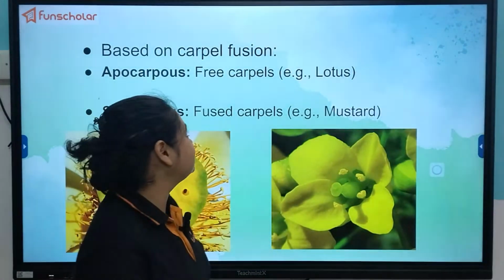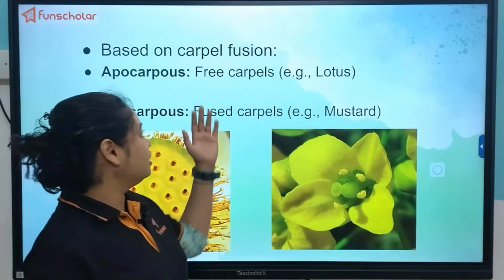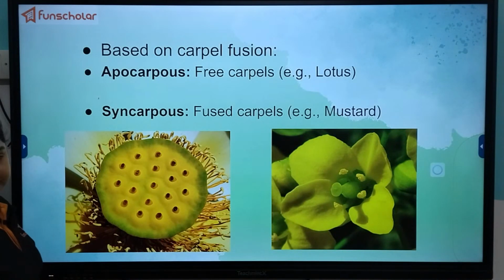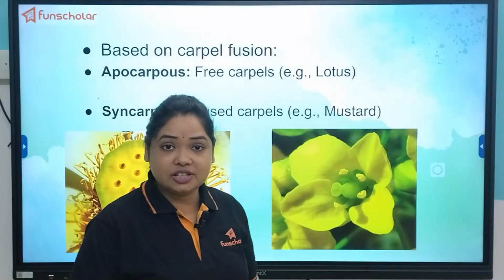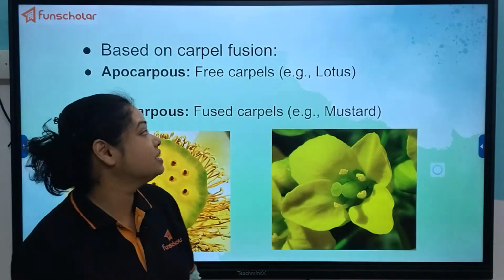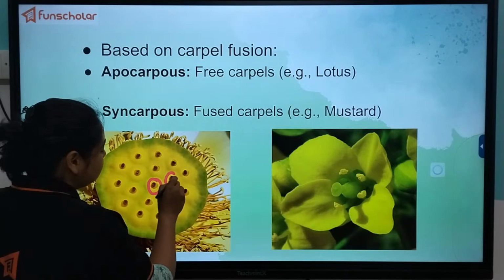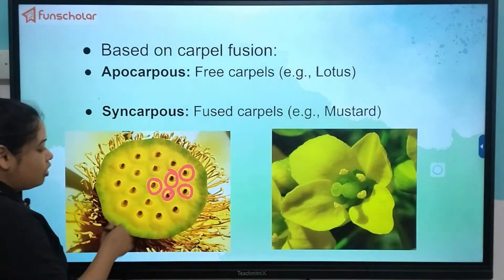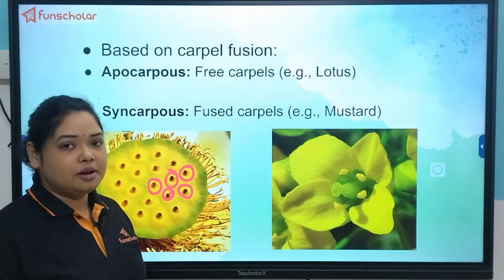So we were discussing in the last lecture about the types of carpel based on the fusion. So based on the fusion, carpel is of two types. Number one is apocarpous, in which the carpels are free from each other and you can actually distinguish the number of carpels. Example, in lotus, here you can see that they are all the stigmas popping out. So you can actually count the number of stigma, and that means that many number of carpels are present here.